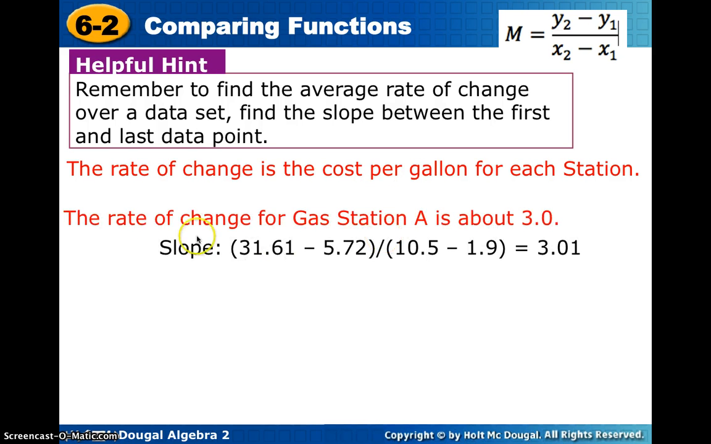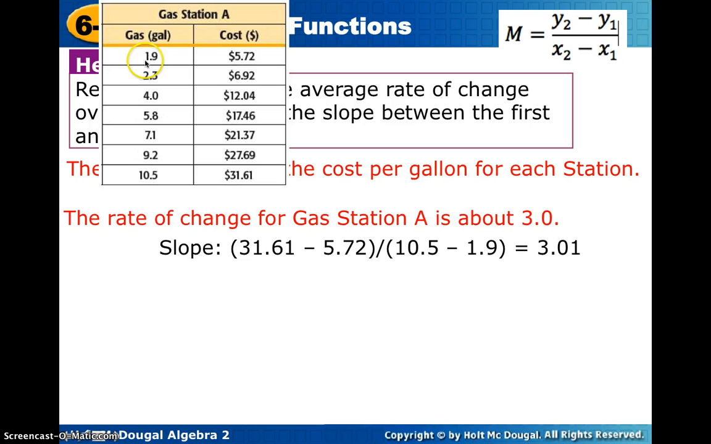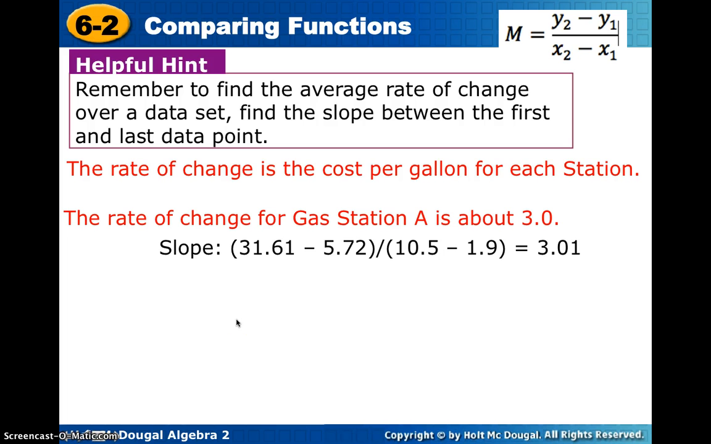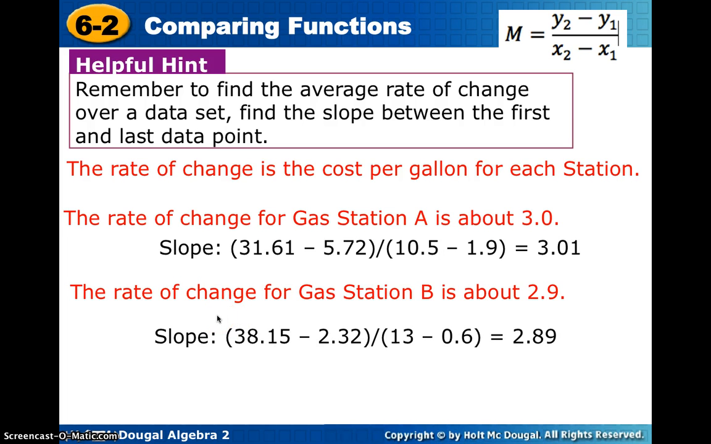Okay, so the rate of change for gas station A, I'm able to use the slope formula, and I got about 3. So I took the information off my table here, starting with the bottom point, $31.61, minus the top value. And then again the x value here, 10.5, minus the x1 value of 1.9. So I use the top point and the bottom point for my formula. Okay, and then I also found the slope for the second gas station.